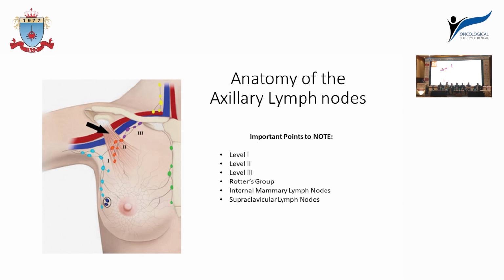Brief about the anatomy of axillary lymph nodes. What are the levels of lymph nodes which we deal with while treating breast cancer? As per level, three levels are there: level 1, level 2, level 3, based on the anatomical disposition of the pectoralis minor muscle. Beneath the pectoralis minor is level 2, below the inferior border of pectoralis minor it is level 1, and above the superior border of pectoralis minor it is level 3.